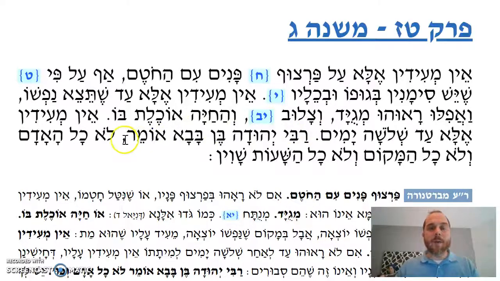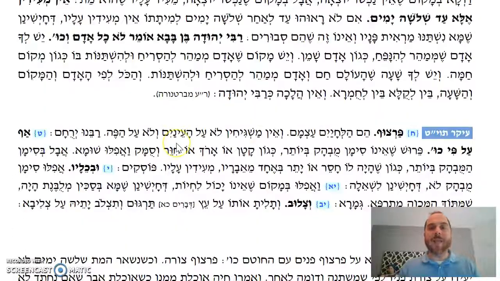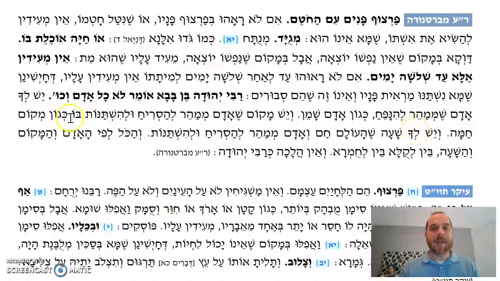Rabbi Yehuda ben Baba says something really interesting: "Lo kol ha'adam, v'lo kol ha'makom, v'lo kol ha'sha'ot shavim." Not every person, not every place, and not every hour is the same. Let's look at the Bartenura for a second. Yesh adam shemameher linafach, a fat person, his body inflates very quickly. And there are places where the climate makes the body decompose faster, like a hot place.